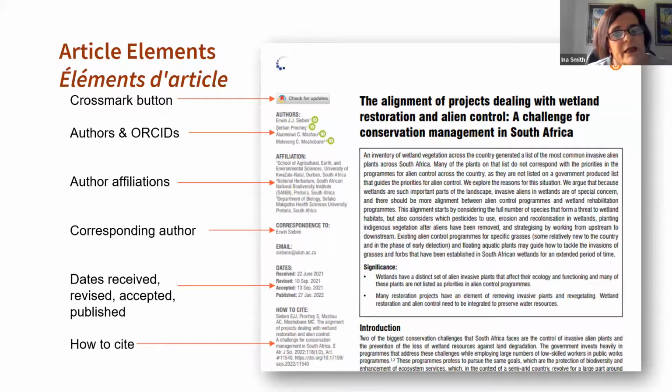Apart from the journal itself and the website and the content it contains, it's also important that your article contains certain information. So in the example which I got from the South African Journal of Science, it has a Crossmark button where readers can check for updates of this article, should there be any updates. For example, if this article was retracted or replaced with another article.